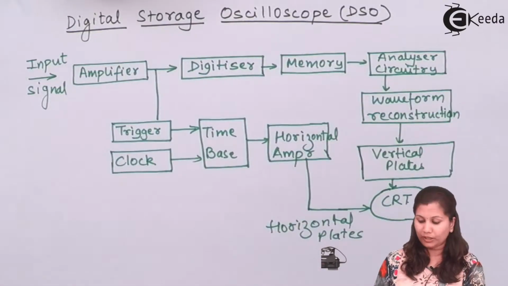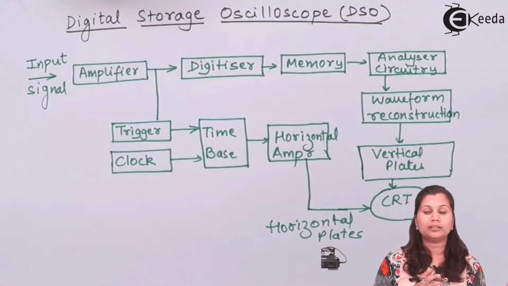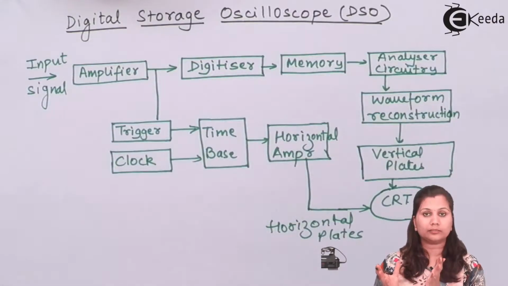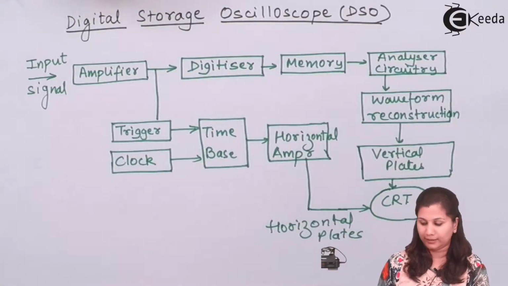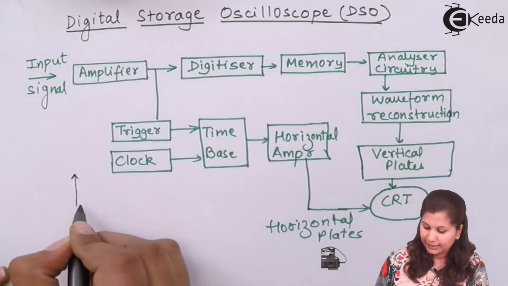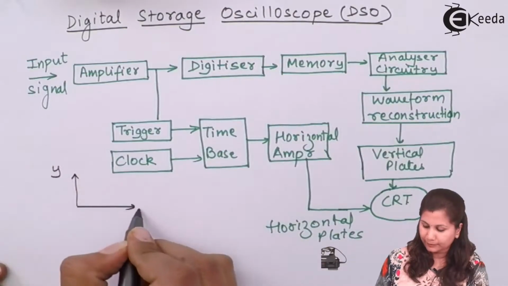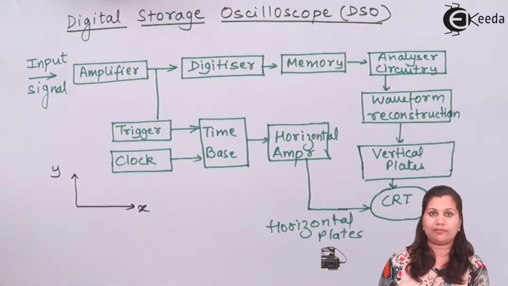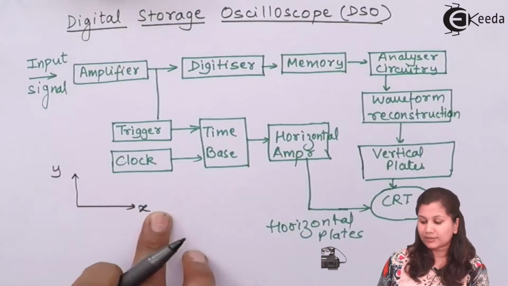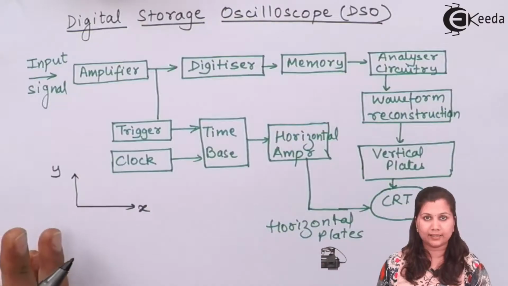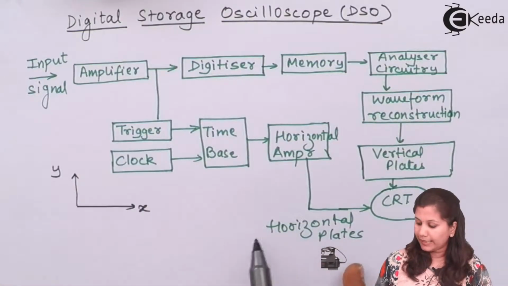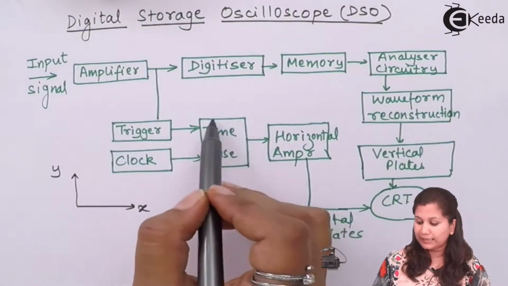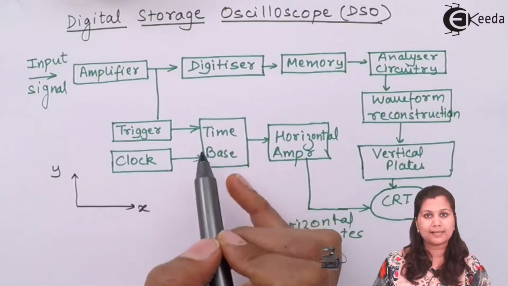Because in the digital storage oscilloscope, we are plotting the 2D graph of the signal. Means we have a y-axis and an x-axis. So two inputs will be there. One will be the vertical input, that is the y-axis input, and second is the horizontal input, that is the x-axis input. Here the x-axis input is the horizontal input, which is an internally generated time-based signal.